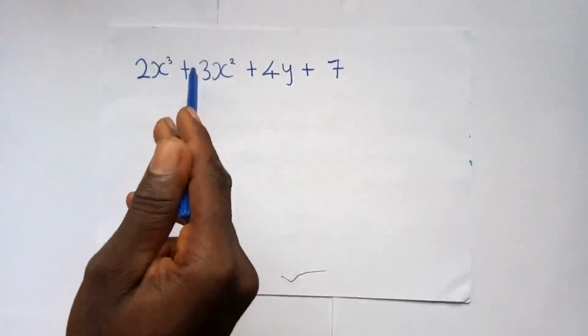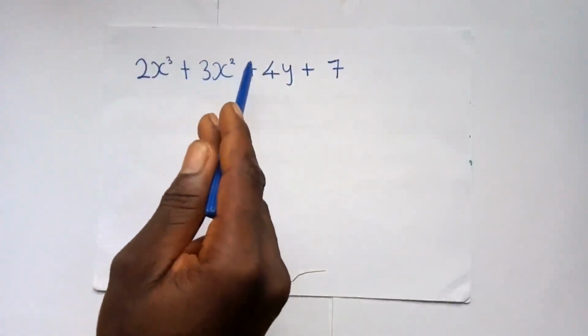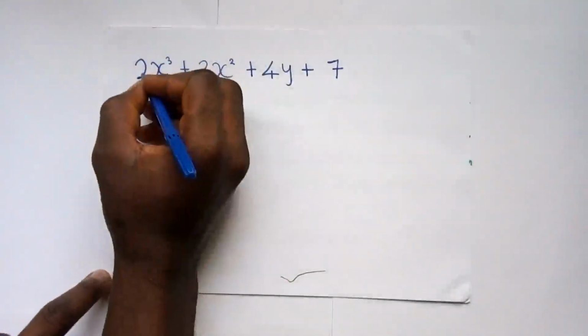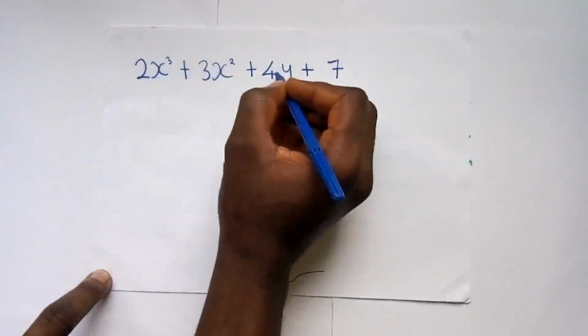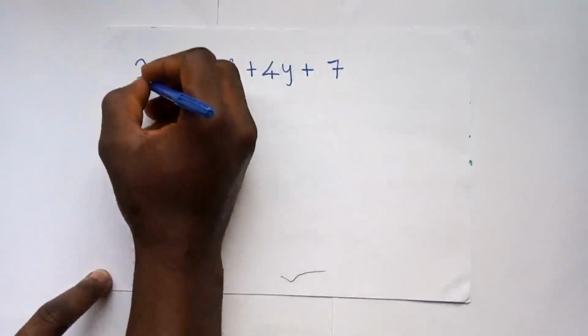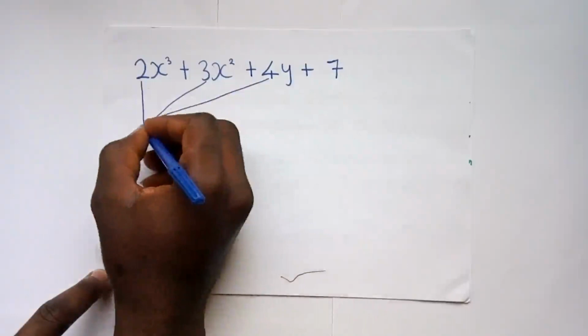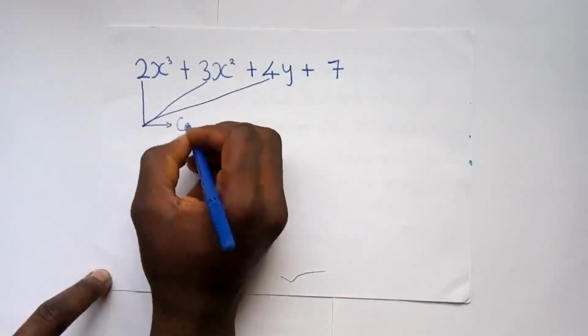2x raised to the power of 3 plus 3x squared plus 4y plus 7. The 2, the 3 and the 4 in front of these letters are the coefficients. So 2, 3 and 4 are the coefficients in this expression.